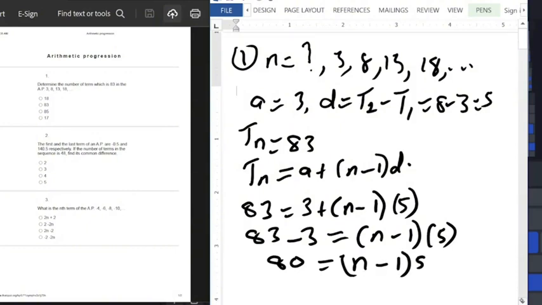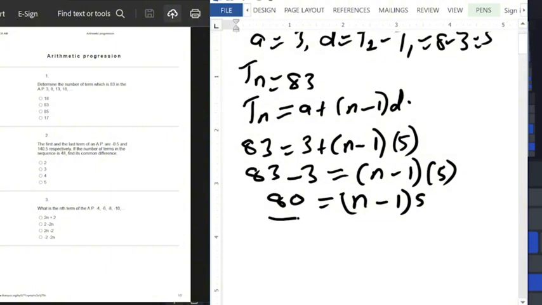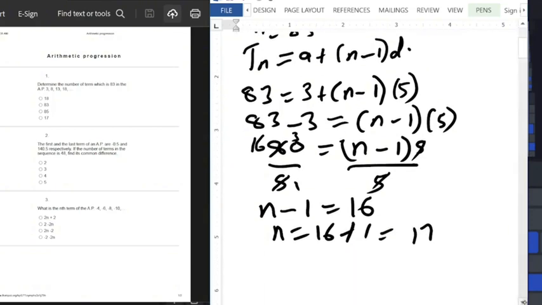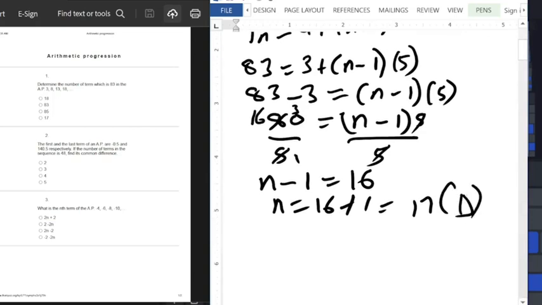Then divide both sides by 5. So 5 over 5 is 1, and we are left with n minus 1 equals 80 divided by 5. 5 into 8 is 1 remainder 3, 5 into 30 is 6, which means 5 into 80 is 16. So n minus 1 equals 16, so n equals 16 plus 1, which equals 17. So the number of terms is 17. That is option D.